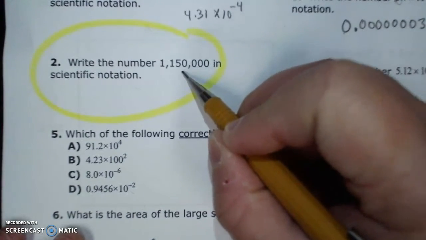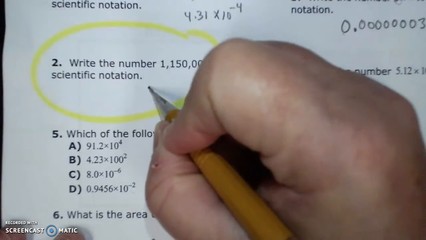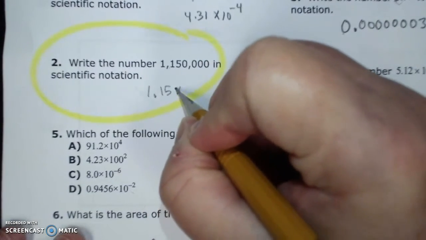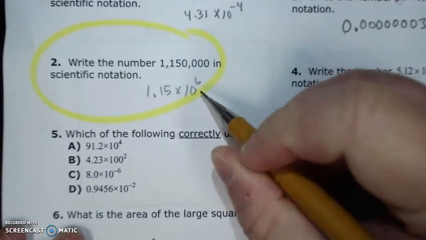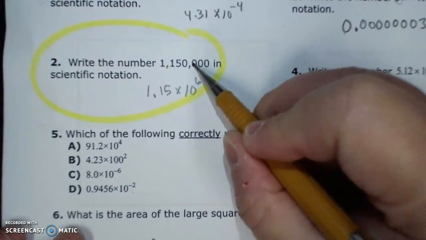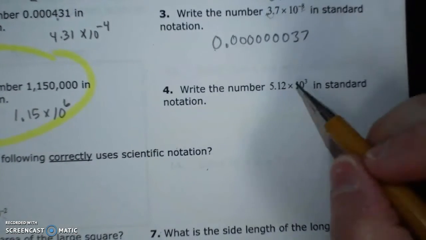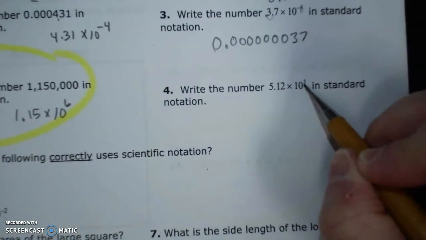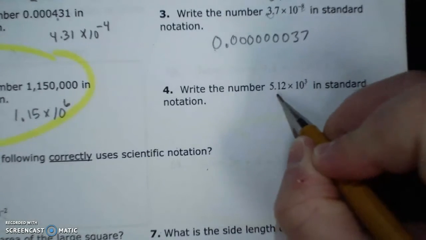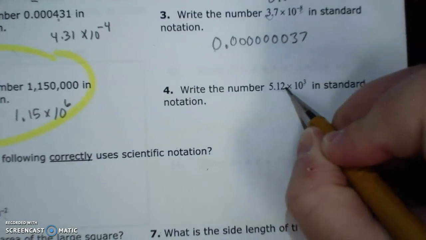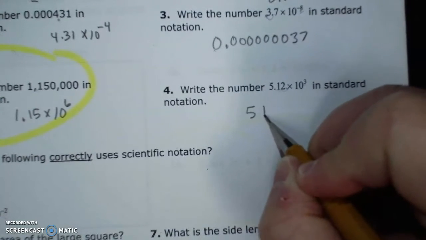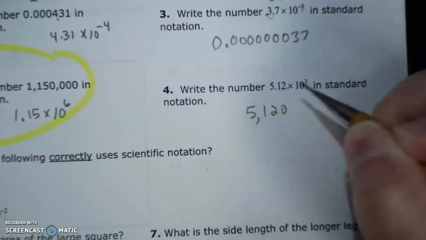That's 3 to there, 3 to there. That's 6. 1.15 times 10 to the 6th. It has a positive exponent because it has commas in it. This is a positive exponent, so it should grow up to be commas. I swing 2 to get to the end of the number. I need 1 more, so it's 5, 1, 2, 0.